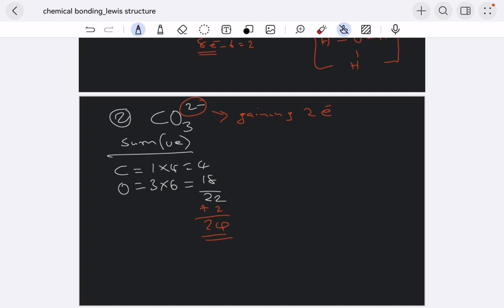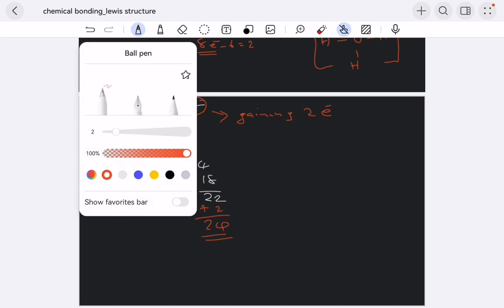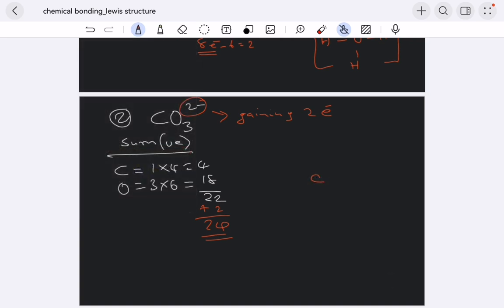So how do we distribute? So we have a carbon, we have oxygen, oxygen, oxygen. So we put 2, 2, 2. So we have used 6. We subtract 6 to remain with 18. So the 18 will occupy the oxygens to satisfy the octet rule. So we have something like this.